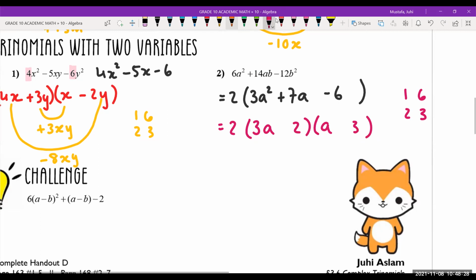Okay, double smiley. So I'm going to try that. 2 times a is 2a. 3a times 3 is 9a. Can I add or subtract 2 and 9 to give me positive 7? I can make it positive 9 minus 2.